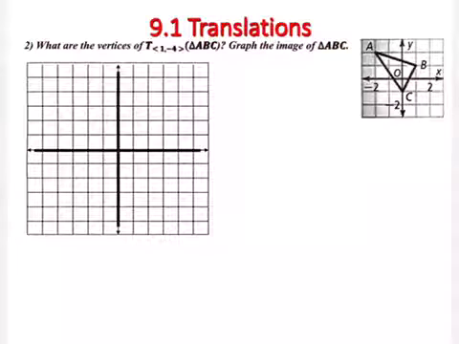Number 2, what are the vertices of ABC, or the image of ABC, after a translation of 1, -4? So let's go ahead and identify the starting vertices of our triangle ABC. So A is at -2, 2. B is at 1, 1. And C is at 0, -1. We'll go ahead and plot those real quick. So -2, 2 is here, 1, 1 is here, and 0, -1 is here.